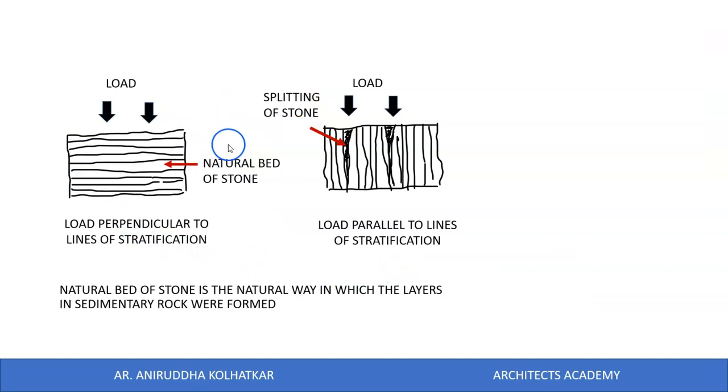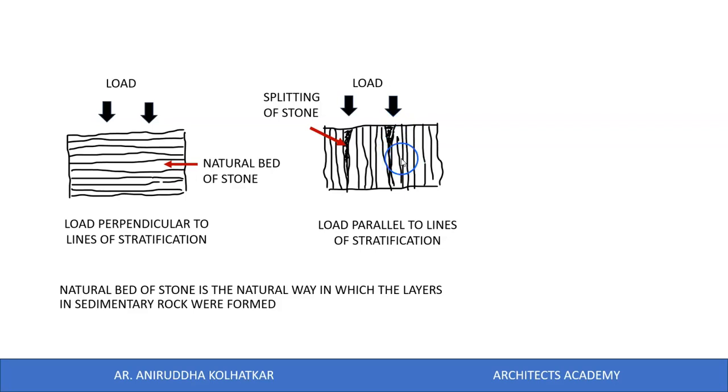So now when we use this type of stone in building construction, if the stone is used in such a way that the load, as has been shown here, is perpendicular to the natural bed, then the stone is stable and it is much better to use it in this way than in the other way which has been shown in the second sketch. In the second sketch, the load is parallel to the lines of stratification or parallel to the natural bed.